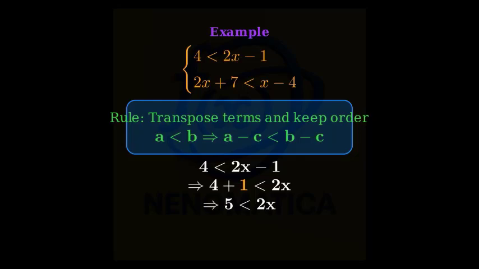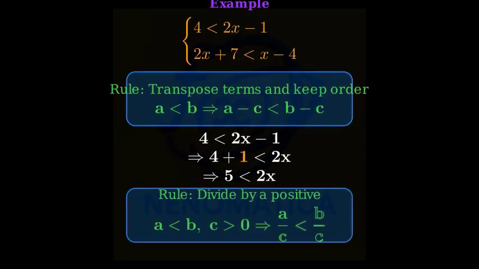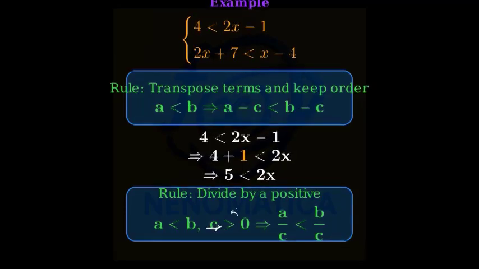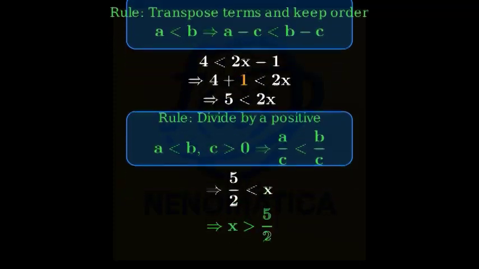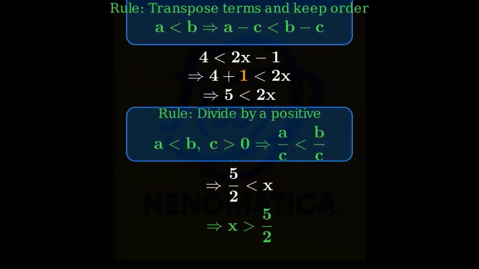Step 2. Divide both sides by a positive number. Because 2 is positive, the inequality direction stays the same. Divide by 2 to get 5 over 2 is less than x. Equivalently, x is greater than 5 over 2.